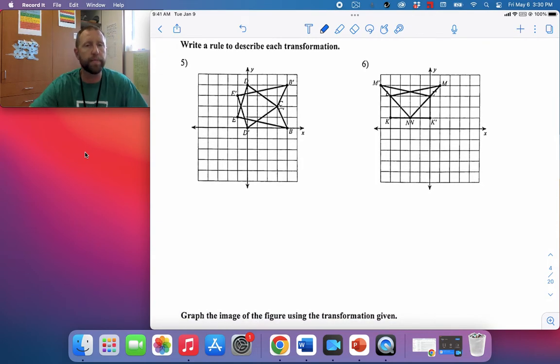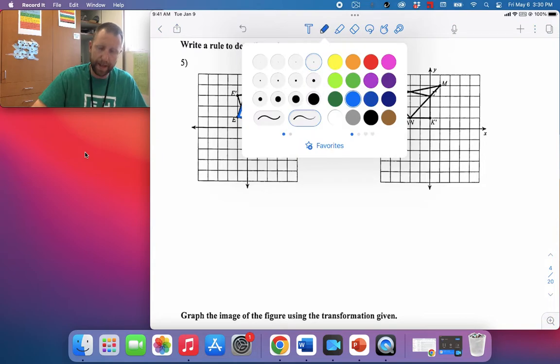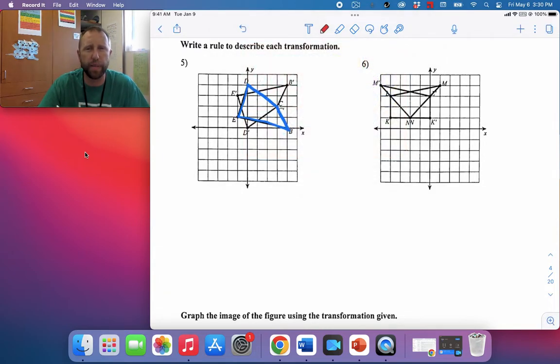And we're going to do this the same way. So first come up with the rule. I'll try, you try, and then we'll actually do the transformation. So for this first one, it says, describe the transformation. I see my original shape here in blue, and then I'm going to make the new shape red. And I know this is the new shape because it's got the prime symbol by all the letters.